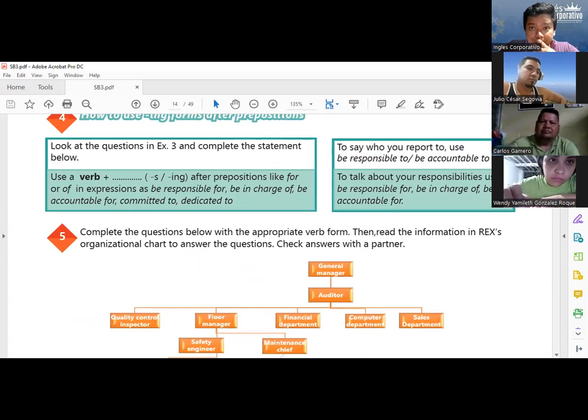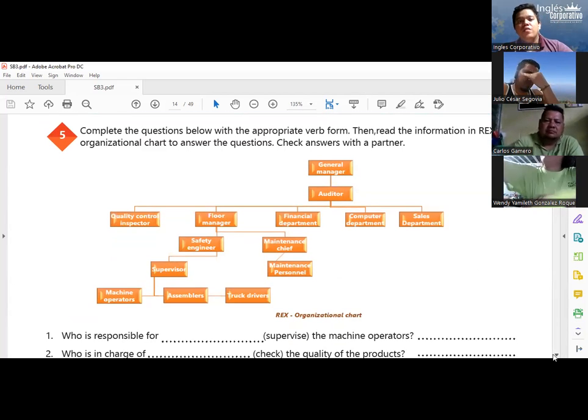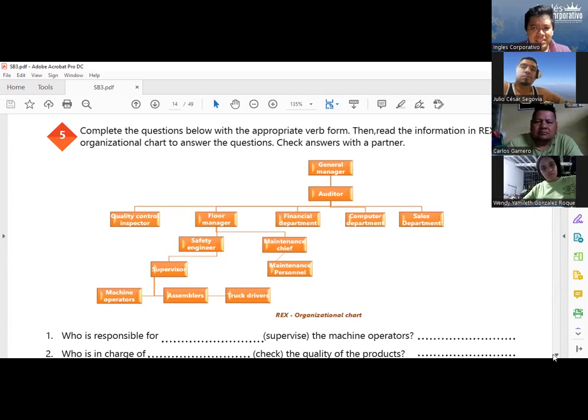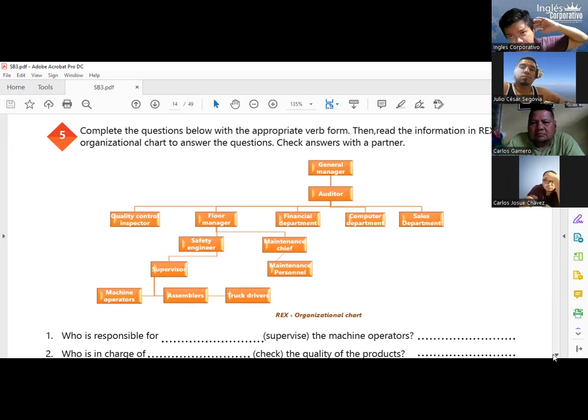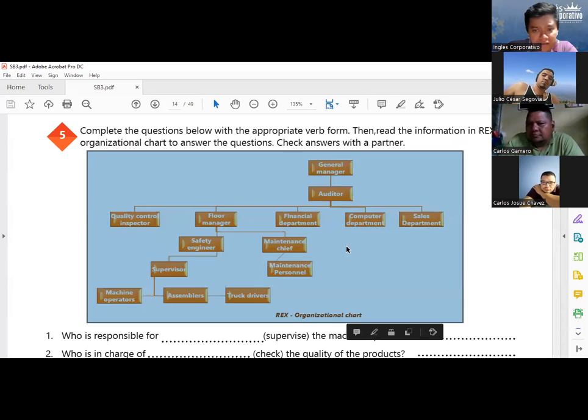Acá, si ven en la parte de su manual, tienen una... Okay, this is an organizational chart. Que creo que en sus empresas ustedes lo pueden llamar un organigrama, right? En donde aparece el general manager y luego después del general manager, que es, por así decirlo, el jefe, it comes to the auditor. Then we got the sales department, computer department. Y aquí se dividen básicamente todos los departamentos de una empresa. Quality control inspector, floor manager, financial department, computer department, sales department. Pero en sus empresas obviamente hay más departamentos, right? Por ejemplo, está el human resources department, el departamento de recursos humanos, and everything.